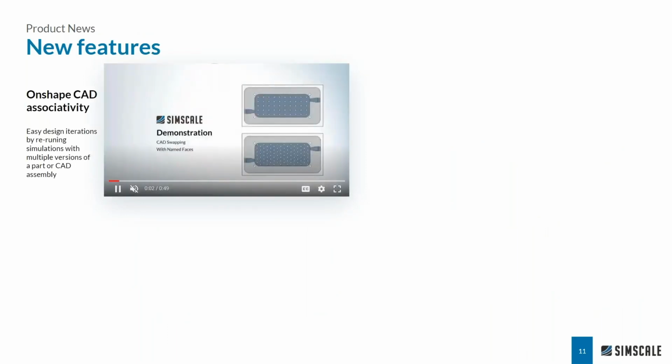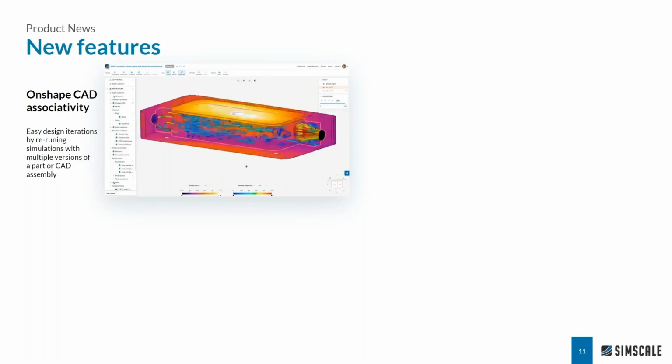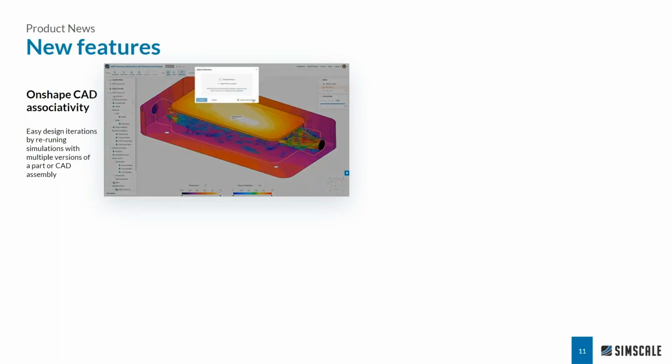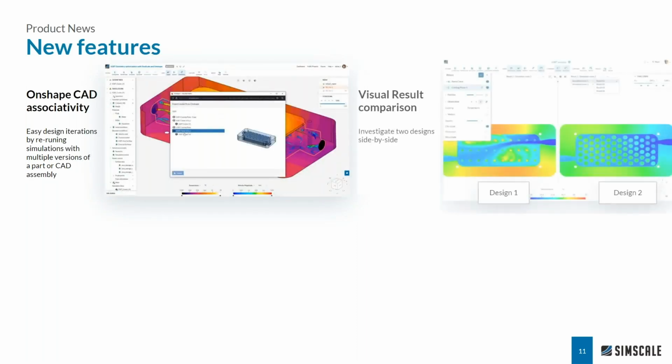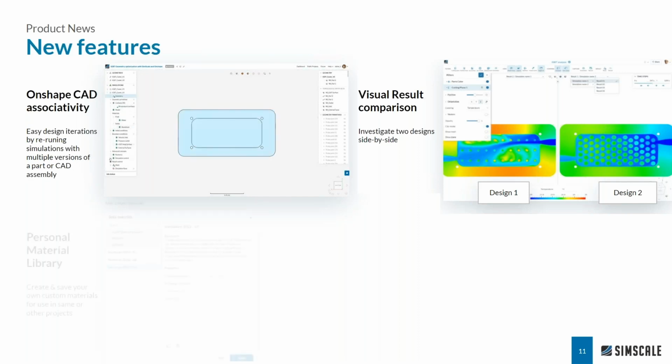Now, a little bit of news about the overall SimScale product, which has been developing pretty fast too. We now have Onshape CAD associativity, which makes it easy to rerun your designs with multiple versions of the CAD or assembly simply through the click of a button. And adding on to our parametric studies features where you have several sub-runs and sub-iterations of a particular design, we have introduced the ability to have visual result comparison, where you can bring up any two designs, put them side by side, and compare them, see how they match each other in terms of velocities and pressures.